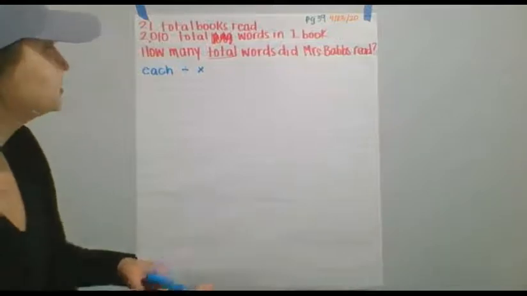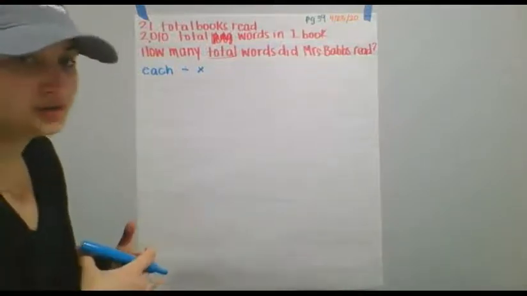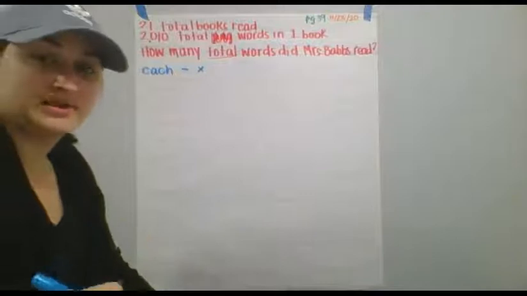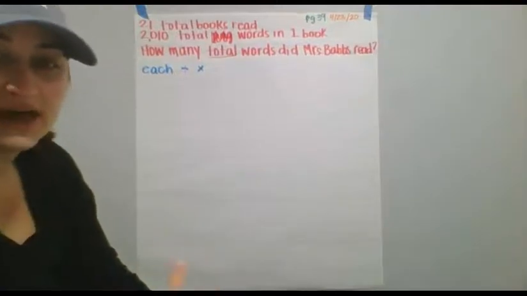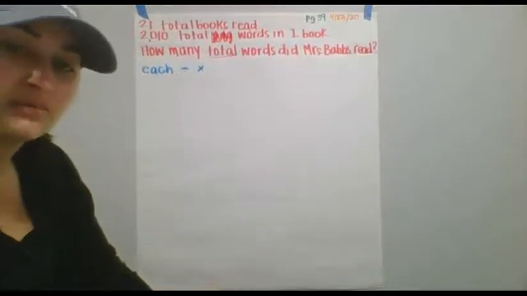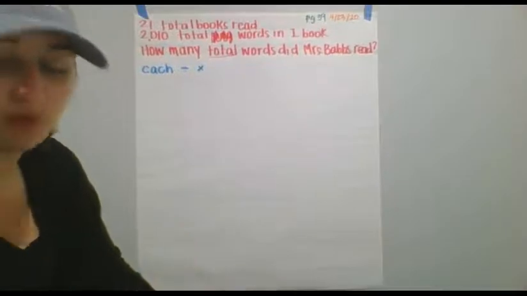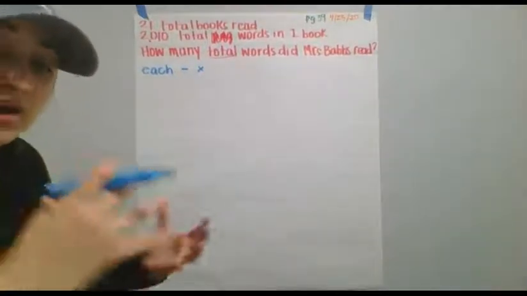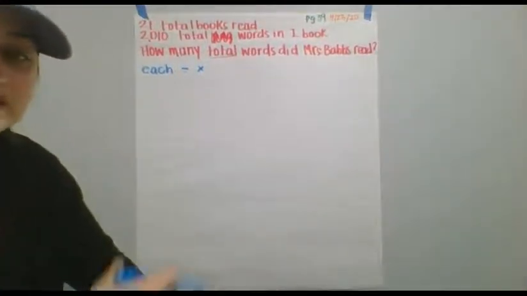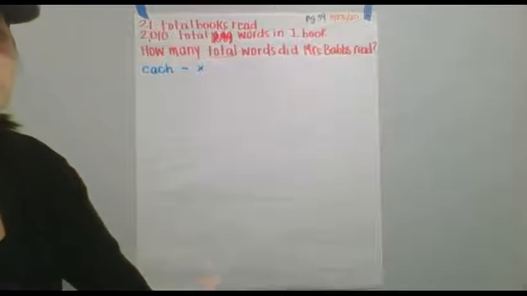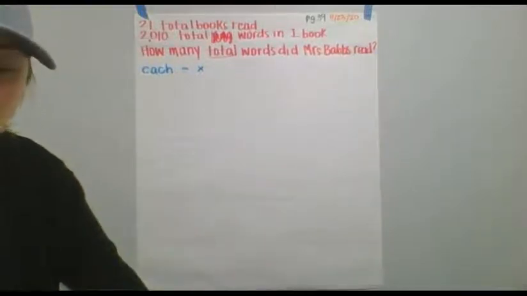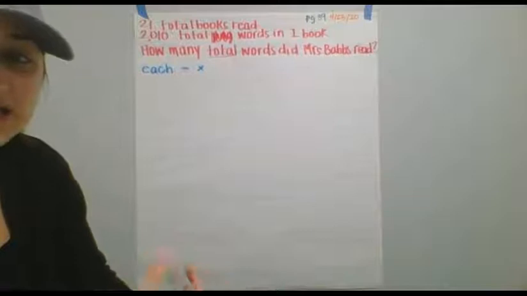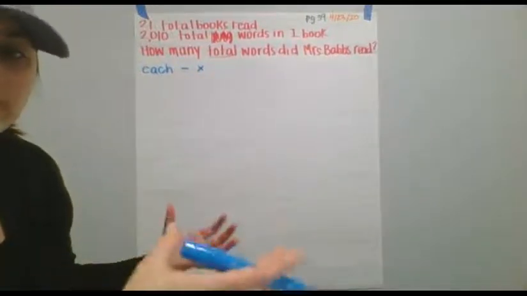And you want to ask yourself, do I want my quantity to get bigger or do I want it to get smaller? Is 2,010 my whole? Is that the amount that I'm taking and breaking into smaller portions? Do we know the amount of words that Miss Babs read in all? Because if we did, then we would be able to make our answer smaller. But in this case, it's asking us how many words Miss Babs read, so we know we want to get bigger.